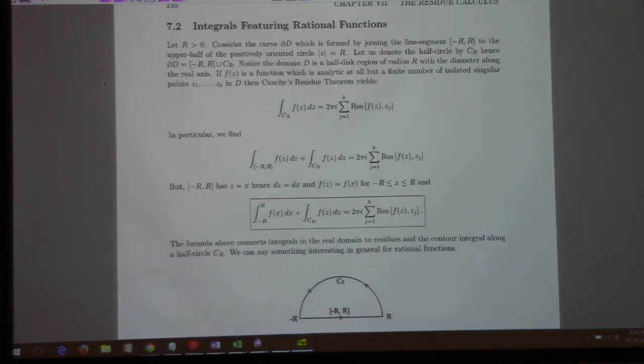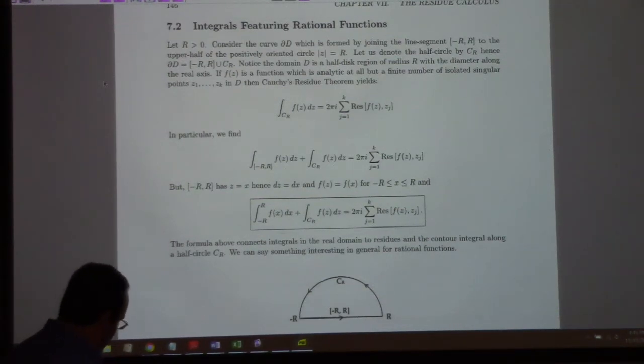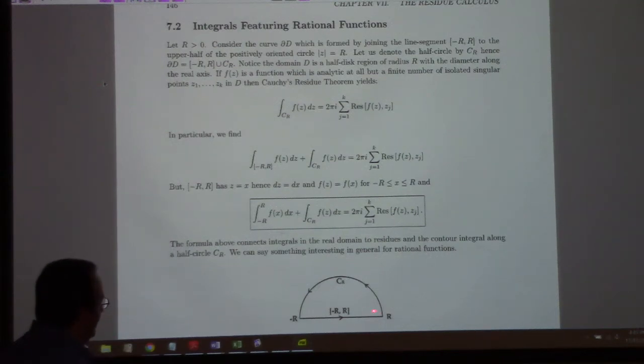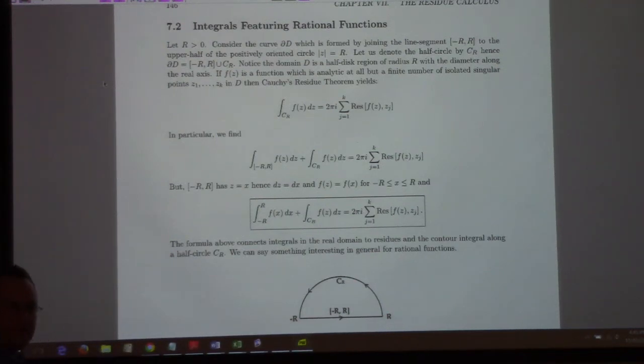So here we go. Integrals featuring rational functions. This is a pretty typical trick. What we do is we integrate over this half circle. This half circle is a closed contour, counterclockwise oriented, and it's got two pieces. It's got this half circle, and it's also got this line segment. The beautiful thing about the line segment is that it makes contact with real calculus. On the other hand, this integral should be equal to 2 pi i times the residue of the function, whatever singularities there happen to be up in this half circle.